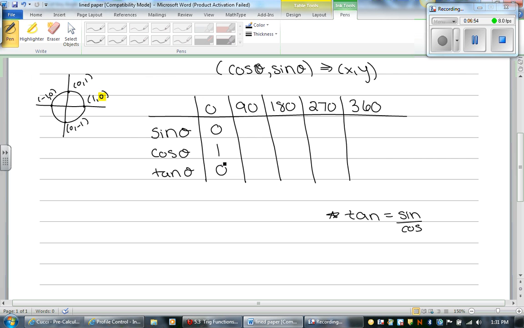All right, so let's go to 90. Sine at 90 is going to be 1. Cosine at 90 is 0. And tangent at 90, 1 over 0, 1 divided by 0, is undefined. We actually get a vertical asymptote here.